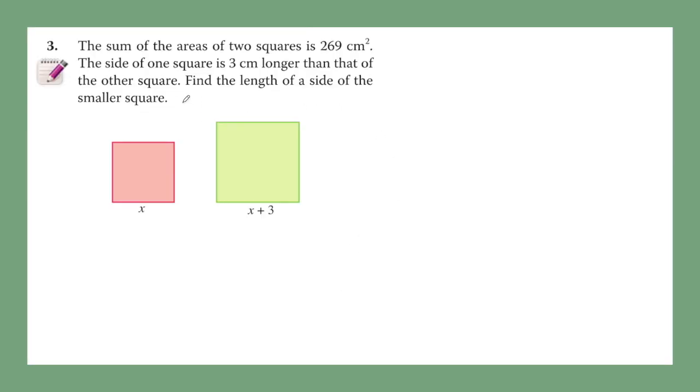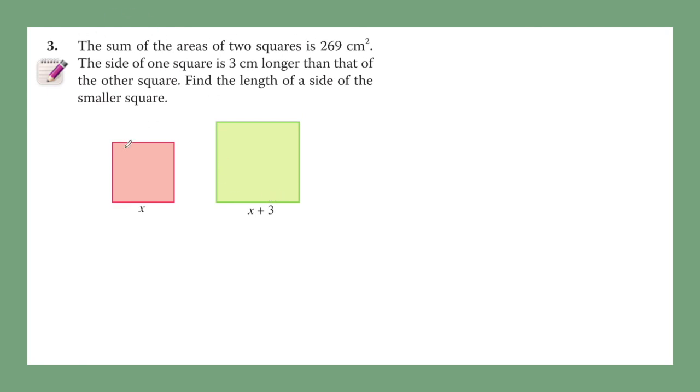So let's move on to Level 3, Question 3. The sum of the areas of two squares is 269, and one side of a square is 3 cm longer than the other. So find the length. Obviously you have to form a quadratic equation to solve this. You have one unknown, which is x. As long as you can form one equation, you are able to solve it.